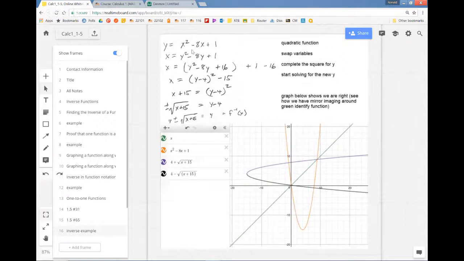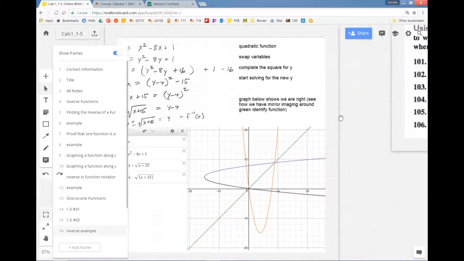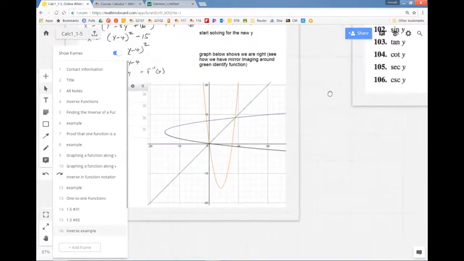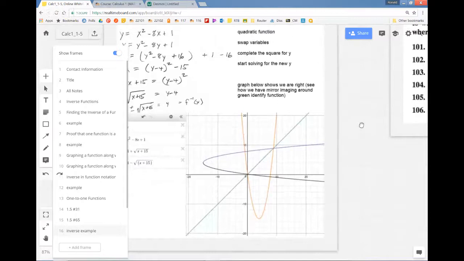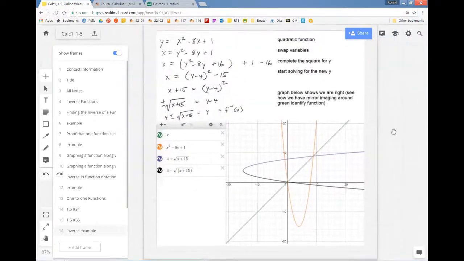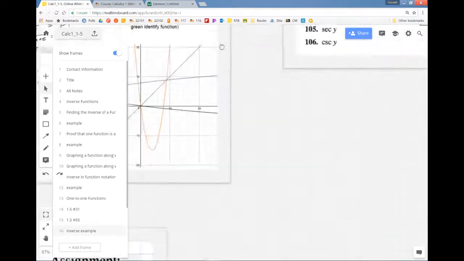So we've got a quadratic again. Y equals X squared minus 8X plus 1. So we swap the variables, X and Y. All right. Now, I'm going to show you something here. I don't know how many of you know the technique, completing the square. So what do we have here? X squared minus 8X plus 1.